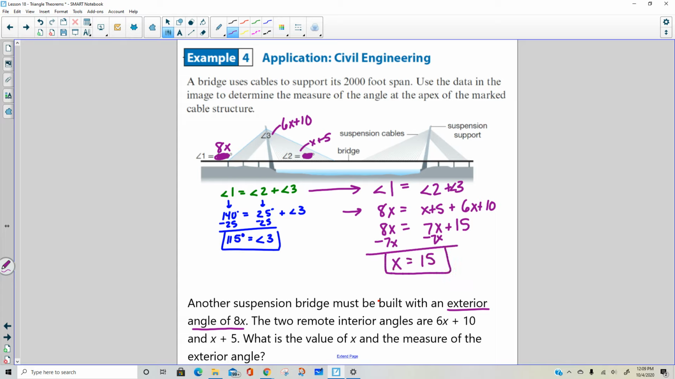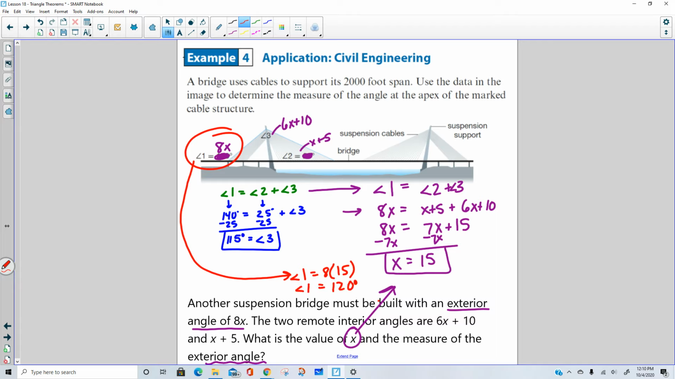Okay, so let's see if we answered all the questions. What is the value of x? Okay, so x is 15. And the measure of the exterior angle. Wants to know that too. Different color. So red. If the exterior angle is 8x, okay, and that's going to be, so angle 1, the exterior angle is 8 times 15, or 120 degrees. All right, lesson 18 in the books.